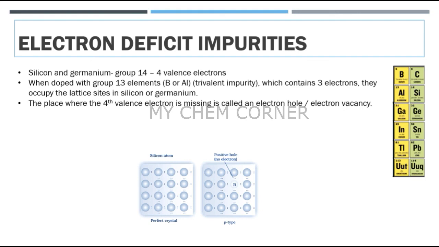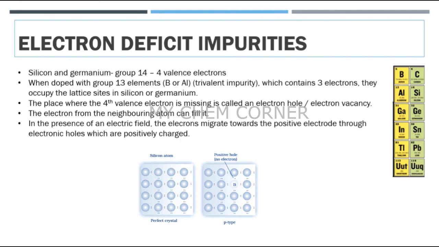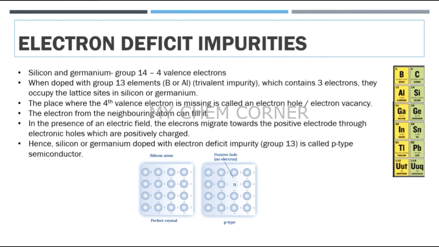The place where the 4th electron is supposed to be present in the dopant is vacant because it has only 3 electrons. So here it is going to create an electron hole, or an electron vacancy. Now the neighboring electron can try to fill that particular hole, and that positive charge is the one that is going to be responsible for conduction of electricity in the electron-deficit semiconductor. So here what is happening is, because you have a vacant orbital in the group 13 element, the neighboring electron can keep shifting into that particular hole.